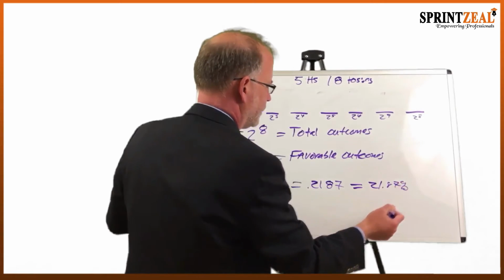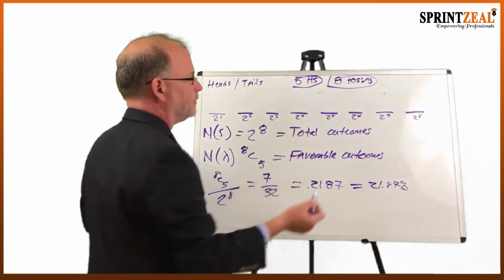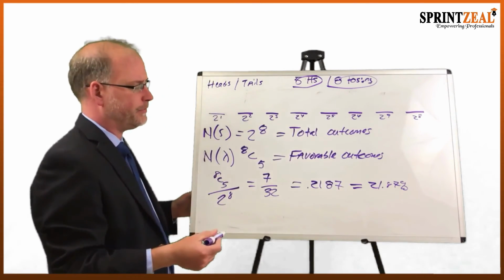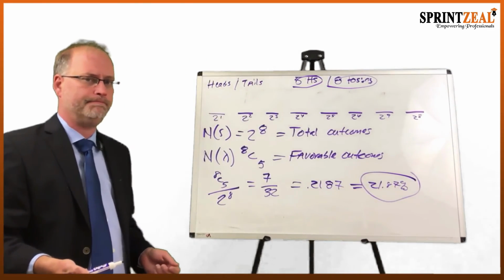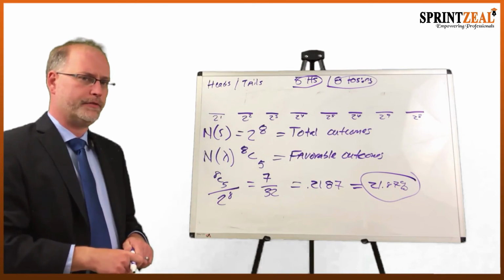Or 21.87%. So if we're going to try to get 5 heads out of 8 possible tosses, the probability of doing that using binomial distribution would be 21.87% of the time. And that's how we do binomial distribution.